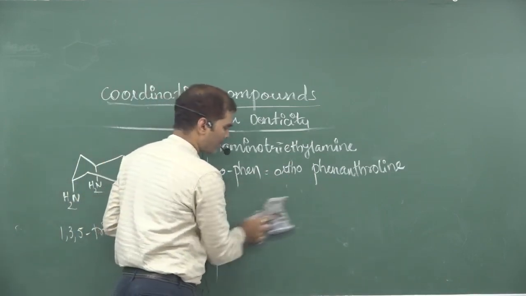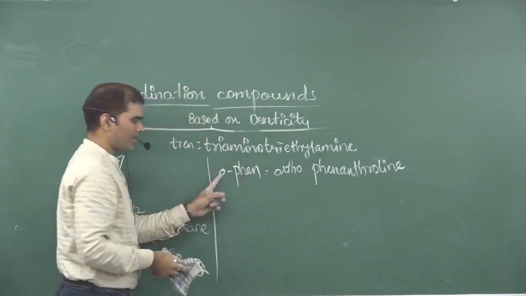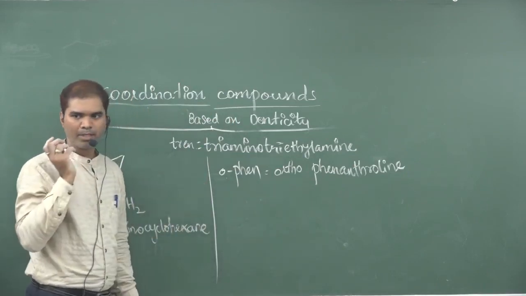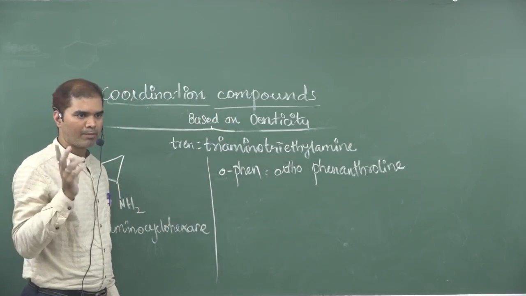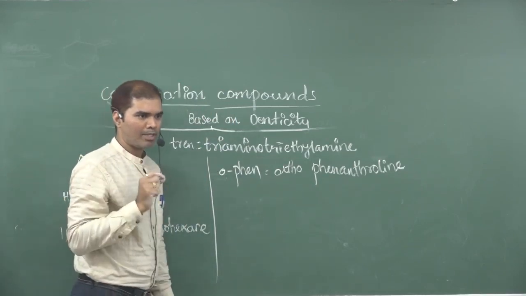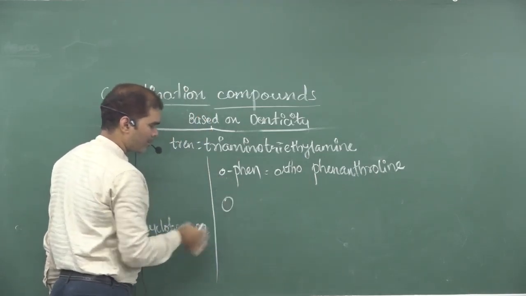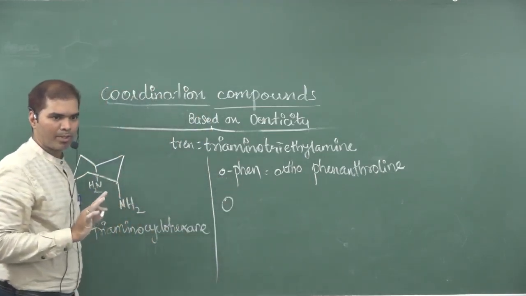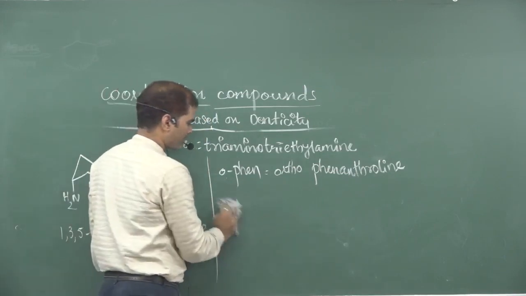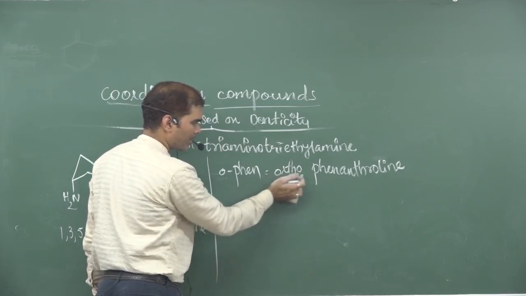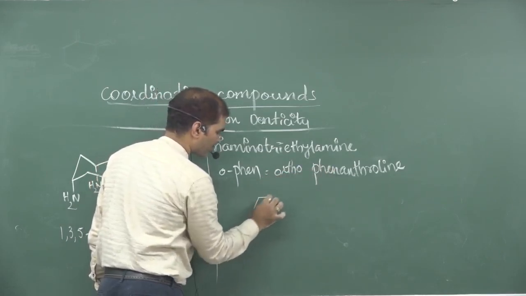Second point, whenever you are abbreviating it, ortho is abbreviated as o, meta as m, para as p, facial and meridional as fac and mer. All those things should be written in small letters only. You should never write capital letters. Capital letter should never be used according to IUPAC. So what is o-phen? It means ortho. Ortho should be written in italics, small letter. Ortho-phenanthroline.